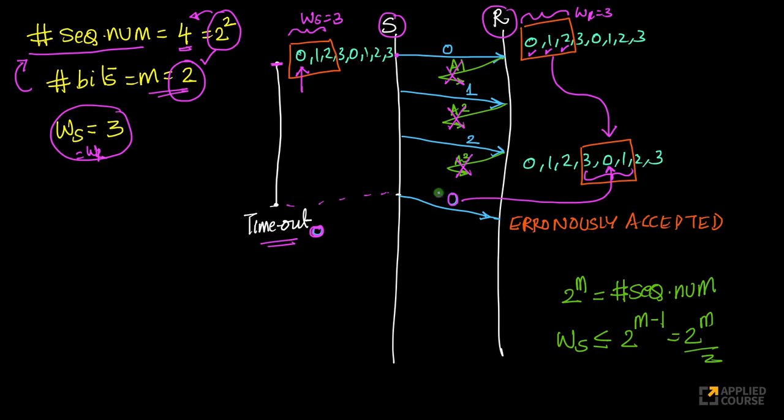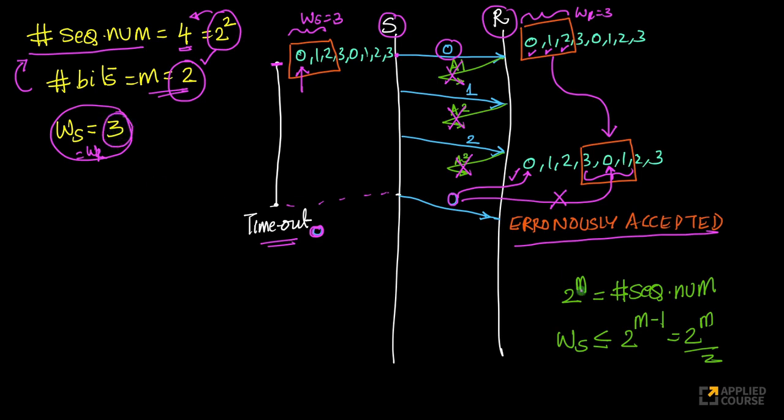But ideally, it should have actually assigned it to this 0, because what the sender was sending was the initial frame 0 that it did not get an acknowledgement for. This should ideally be assigned to this 0, not to this 0. But my receiver has erroneously accepted this, thereby messing up the whole sequence of frames. This is a problem that you will encounter if your window size is equal to 3.